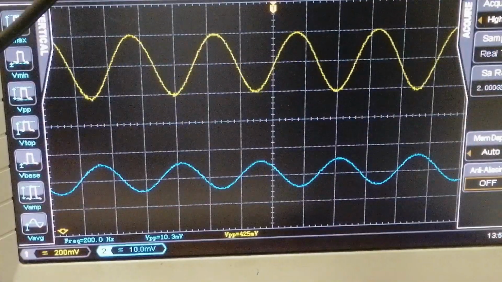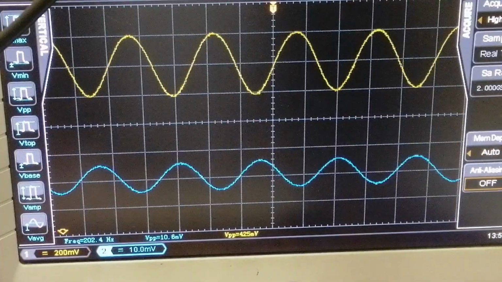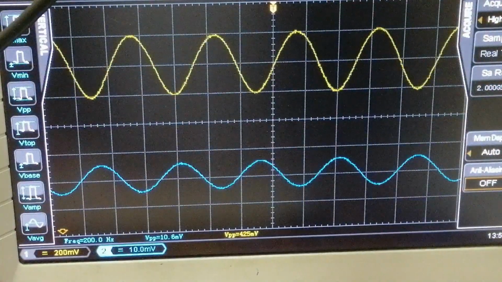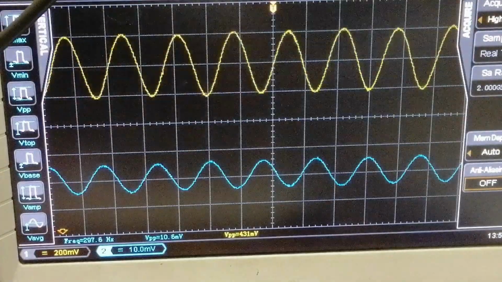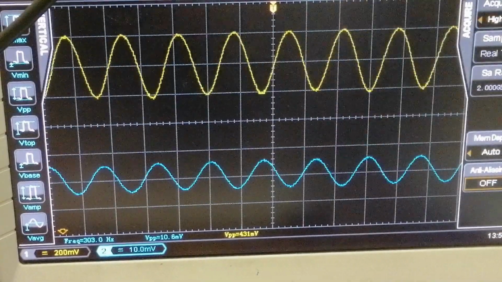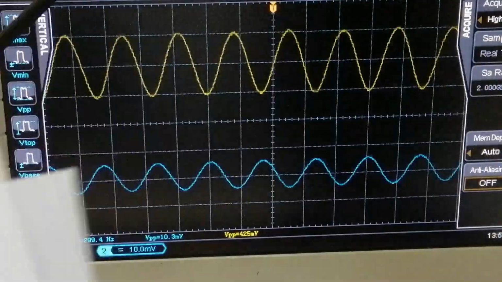I'm going to increase it now to 300. Look at the frequency; it is showing 300 here. Okay, what is the output? 431. 431 is the output. Next is 500.